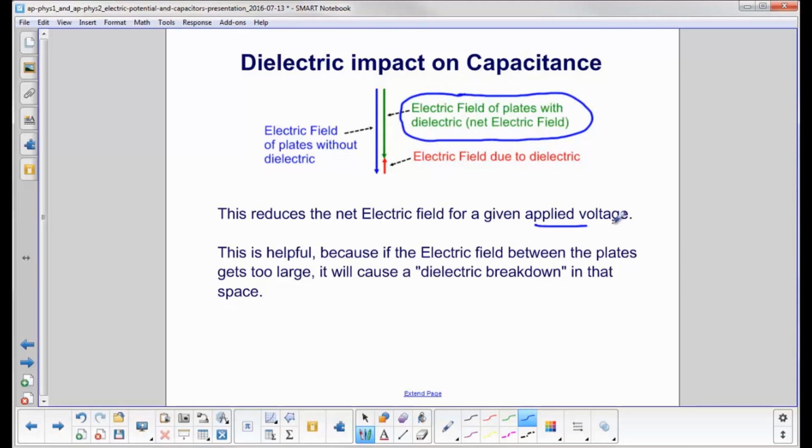So for a given applied voltage, the net electric field is smaller. This is very helpful for another reason, because if the electric field between the plates gets too big, and you keep applying more voltage, the field gets very large, it could cause something called a dielectric breakdown in that space.